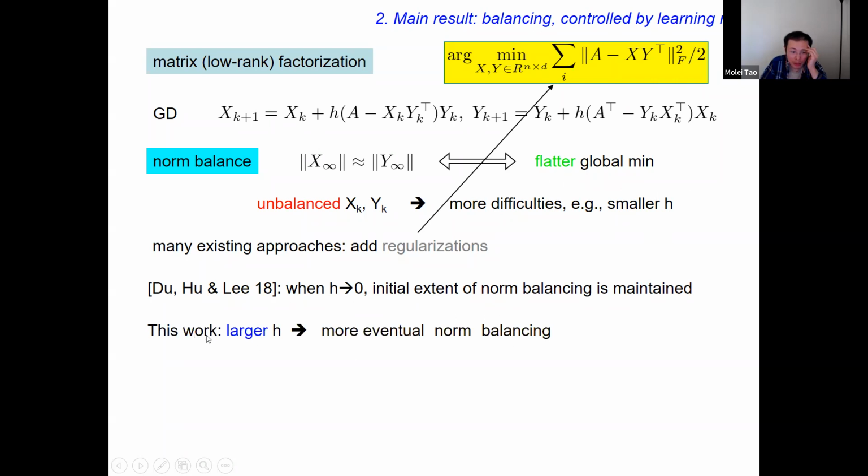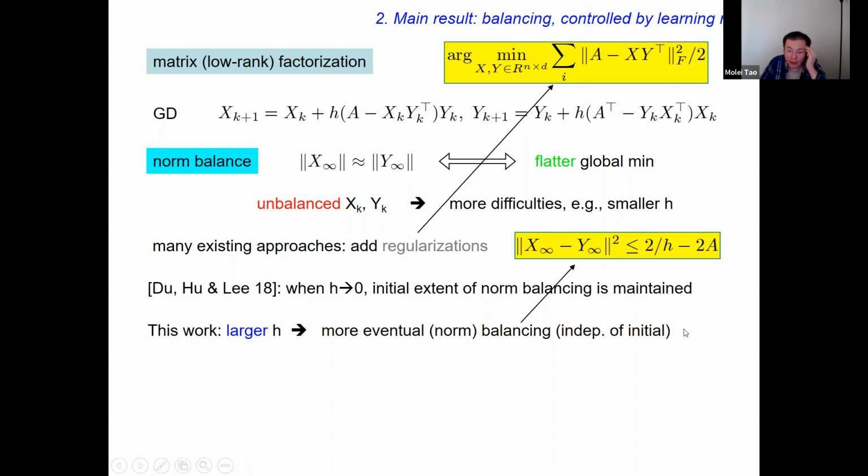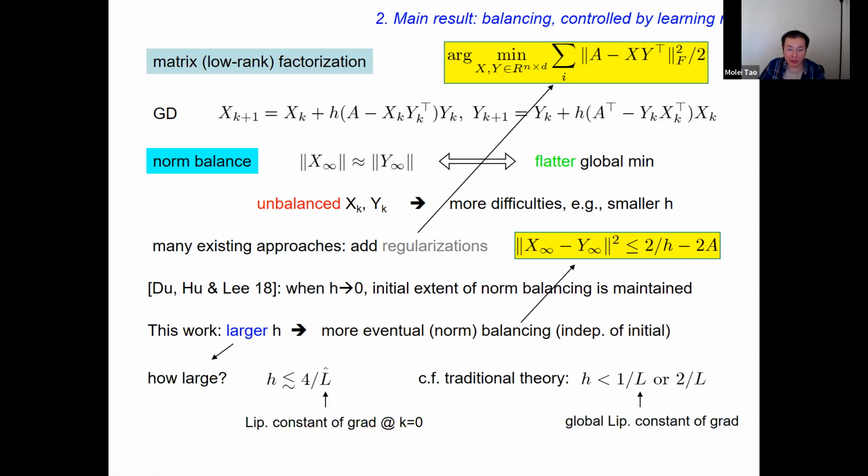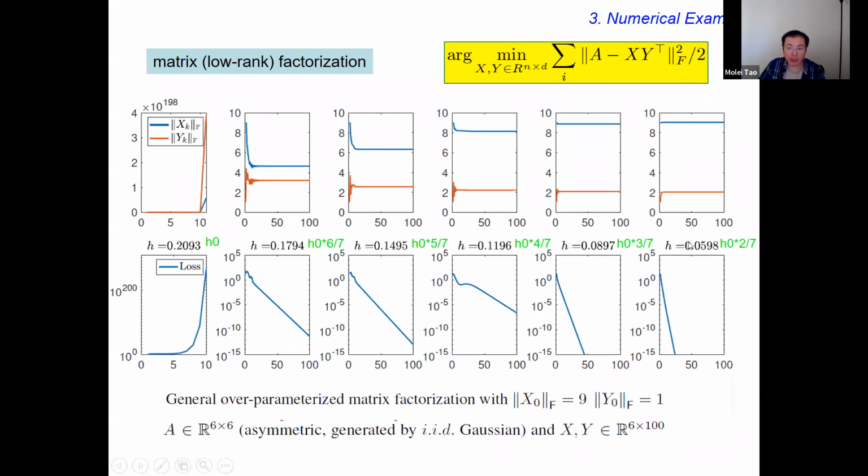What we do here is the contrary. We show that if you use a large H, then you can actually get balance, even if initially you're not balanced. And the larger H is, the more eventual balance you will get. In fact, it's even beyond a balance of norms. It's element-wise balance. So you have some error bound like this. Bigger H, of course, gives you a smaller discrepancy between these two, and this is independent of the initial condition. I'll skip some of those details and just show you the results.